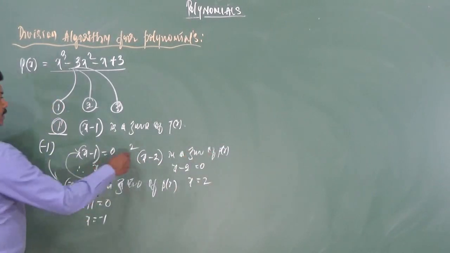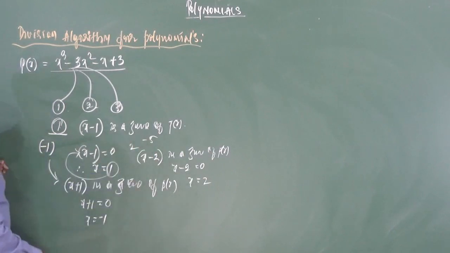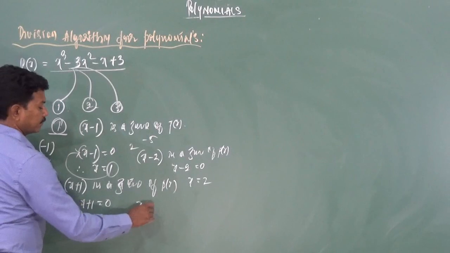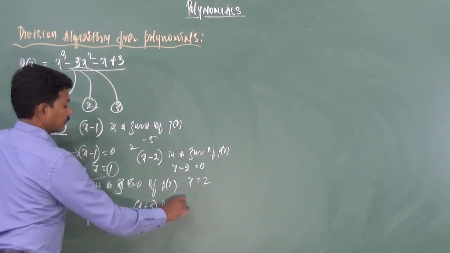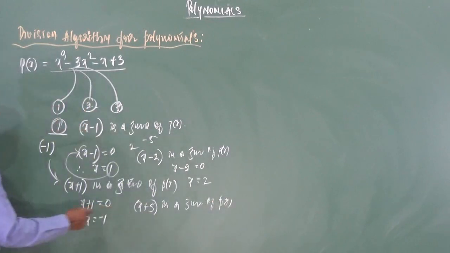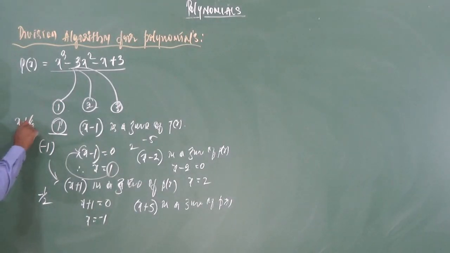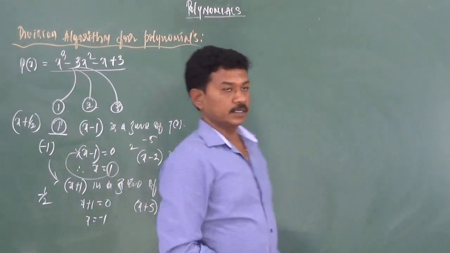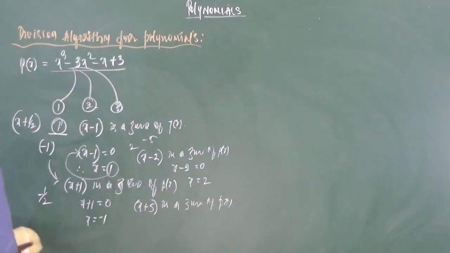For example, if I tell you minus 5 is a zero of this polynomial, then you have to take it as x plus 5 is a zero of p of x. This is how you have to take it. For example, if I tell you minus 1 by 2 is a zero of this polynomial, then you have to take it as x plus 1 by 2 is a zero of p of x. Usually I find students getting confused, so I have given you more examples here.